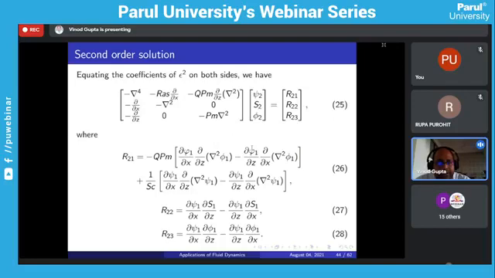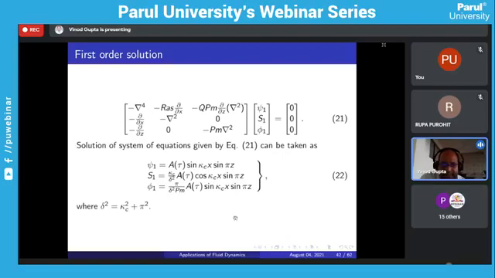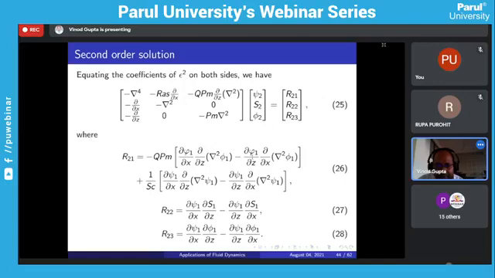For the second order solution, we will equate the coefficients of epsilon square on both sides, and that gives the system of differential equations where the right hand side is defined by R21, R22, R23, in terms of psi1, phi1, and s1. Now we will substitute the values of psi1, phi1, and s1 from the previous step, which you have already assumed. That gives you the values of R21, R22, and R23, and we will write this in equation form, and from there we will obtain its solution.